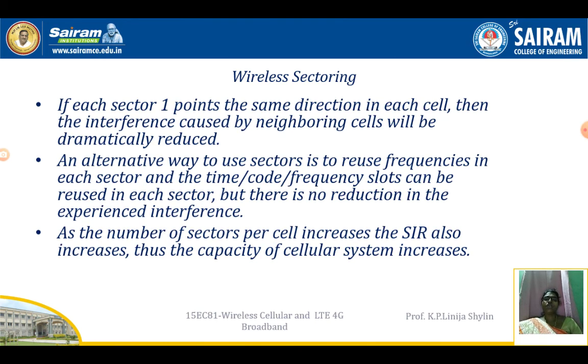Now, in the diagram we have seen how the sectoring has taken place. As the number of sectors per cell increases, the signal to interference ratio also increases, and the capacity of the cellular system also increases.